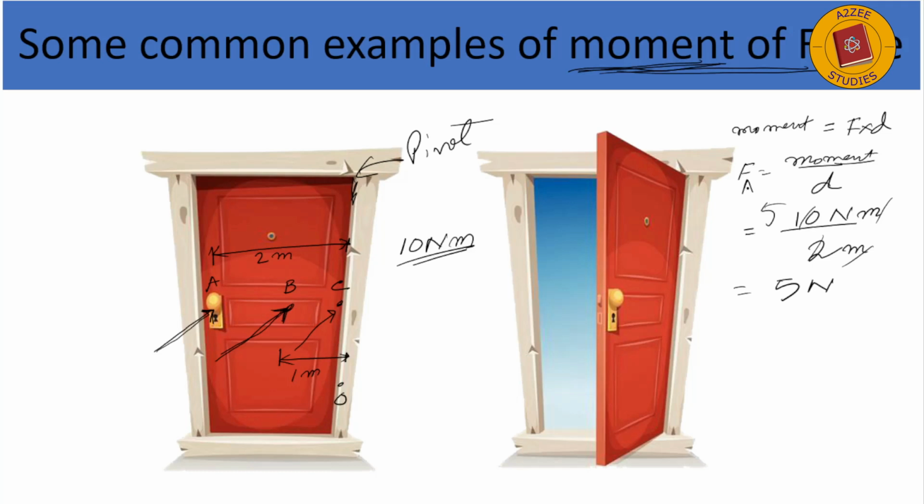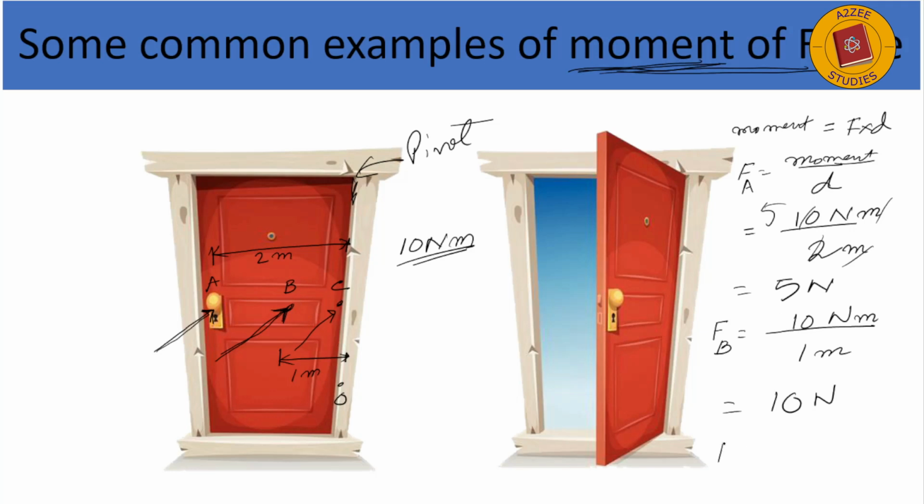Now again I apply force at point B. So force at A, I denote as F_A, and force at B will be the moment required, which is the same, 10 Newton meter, divided by the distance, that is 1 meter, which comes out to be 10 Newton. See, mathematically also we have derived that the force required if we put it at B will be much greater.